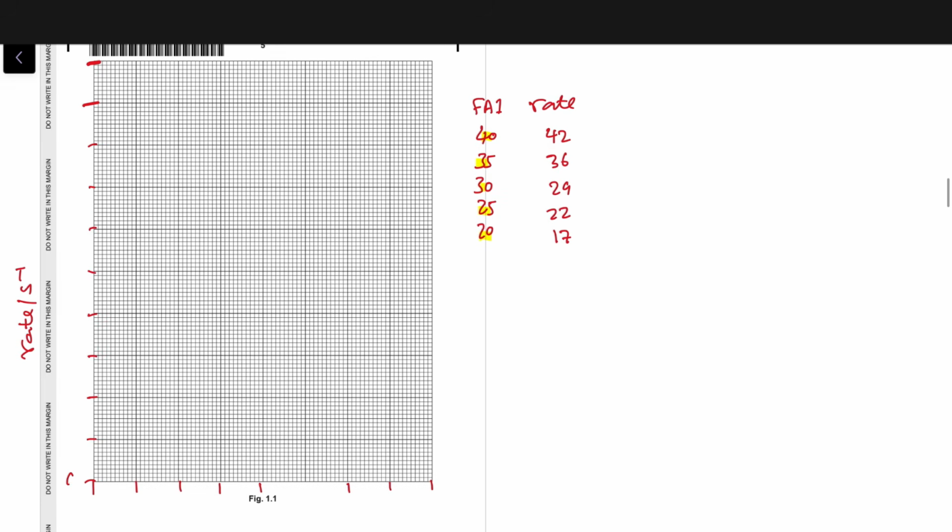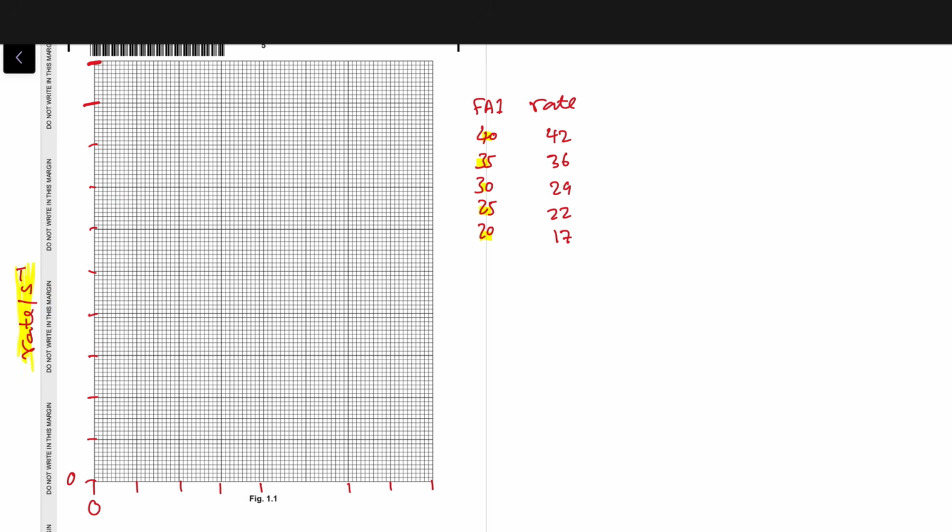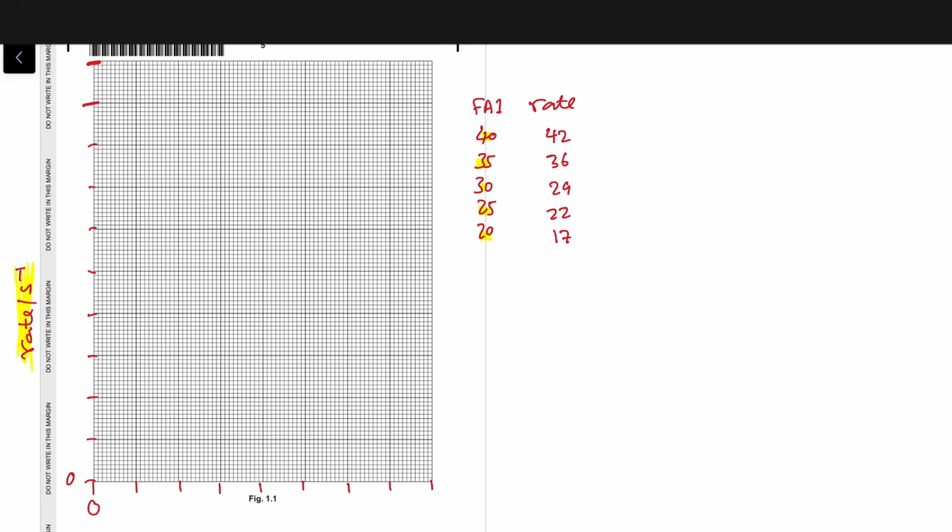So it's said to start at the origin 0, 0, and we need to find appropriate scales for each axis. Down here we'd write volume of FA1 in, of course, centimeters cubed. Up here I've already written rate and its units. Now in terms of scales, the most common scales are ones that go up in 2s, in 5s, in 10s, and it really just depends on how big the numbers are and how big our graph is.